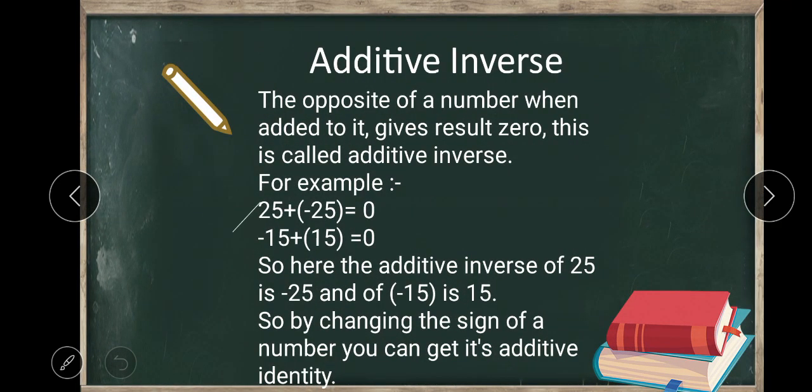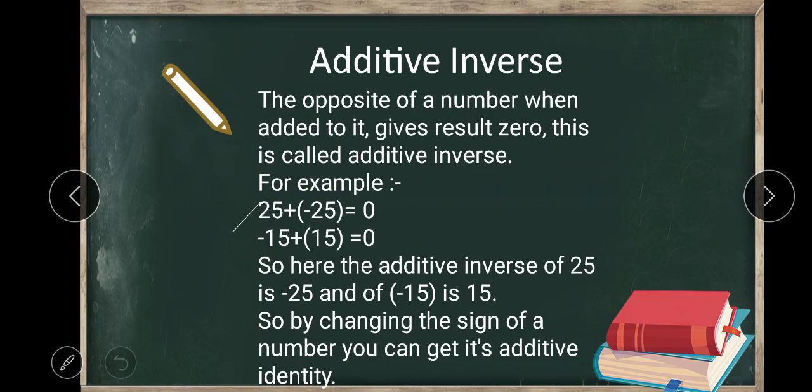Now, additive inverse. The opposite of a number when added to it gives the result 0. This is called the additive inverse. Or we can say that the number which gives us the additive identity is known as the additive inverse. Why? What was the additive identity? The additive identity was 0. Hence, the number that gives us 0 is known as the additive inverse.